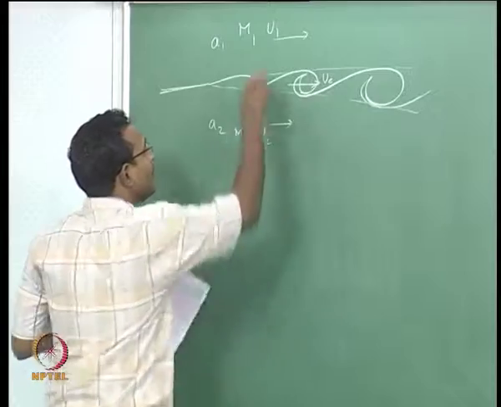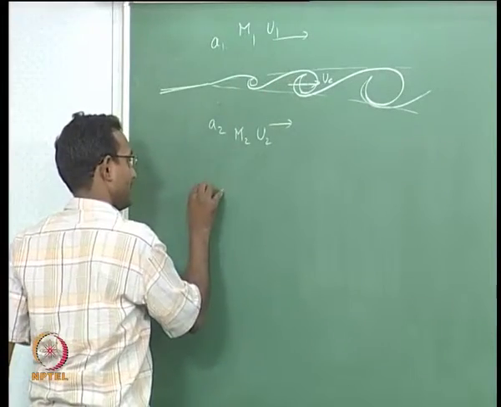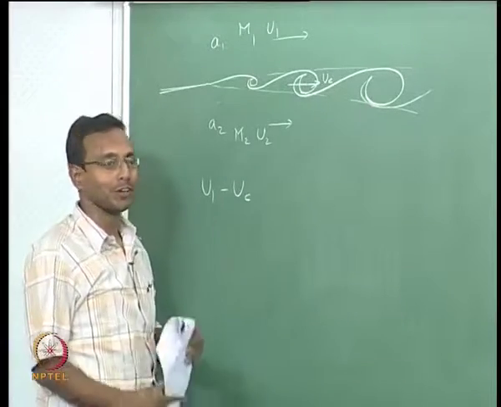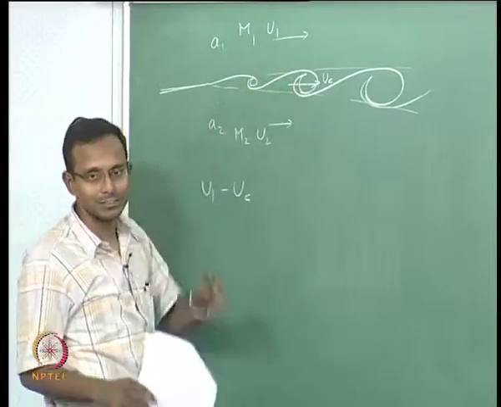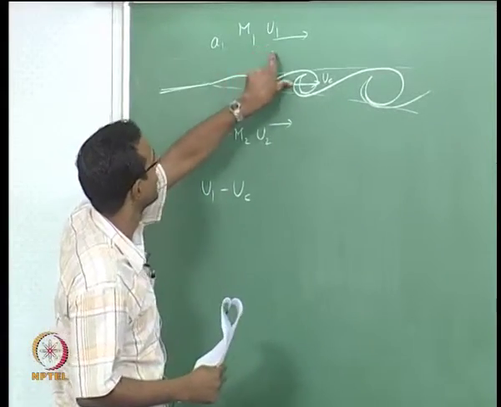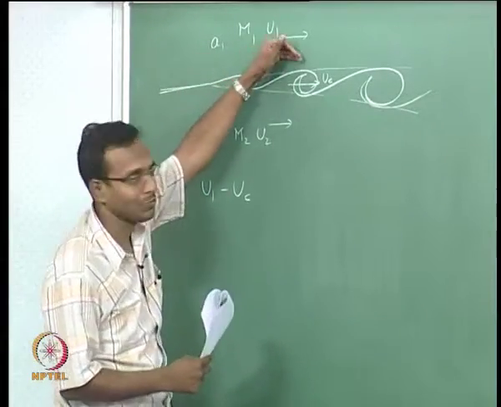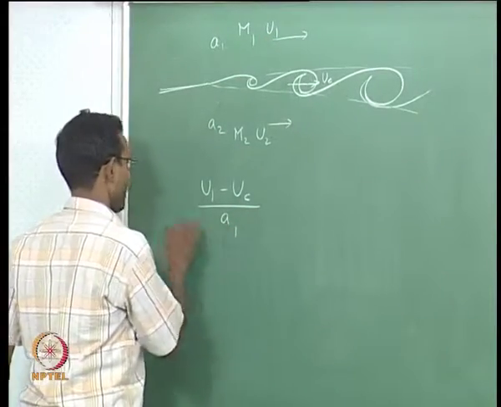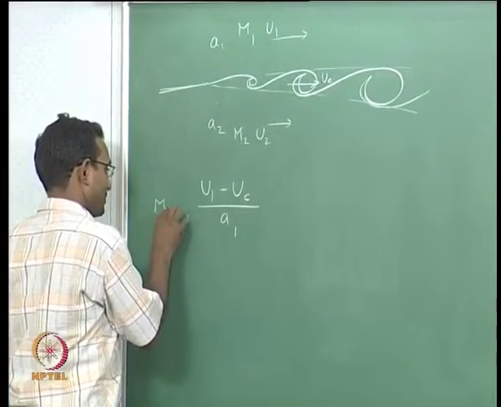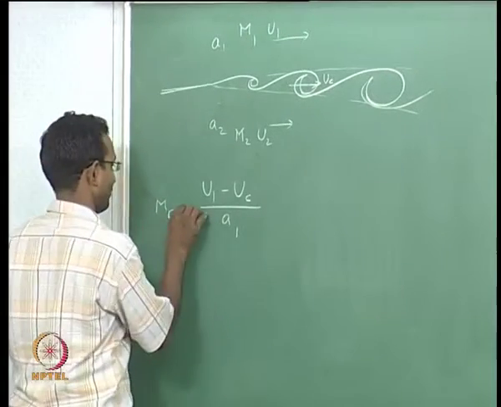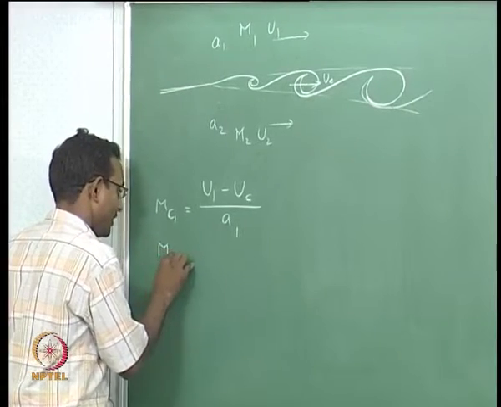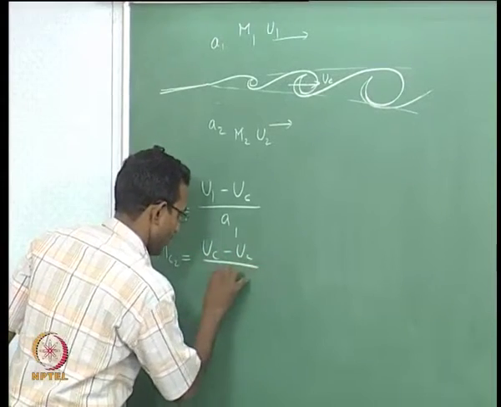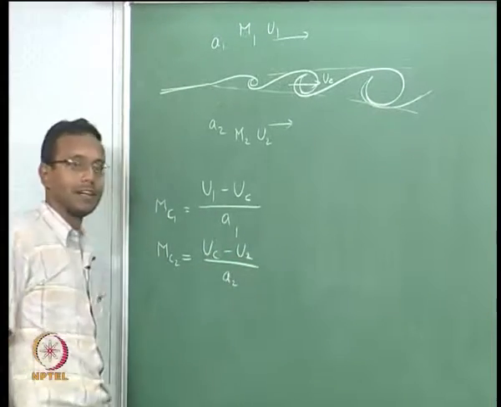How will I find that? U1 minus UC. And I want something like Mach number to figure out whether there is going to be compressibility effects on this. So I will divide this difference by that particular speed of sound which matters for the top, divide by A1. I will call this MC1. Similarly, I can get a MC2 for the bottom structure as UC minus U2 divided by A2. I can get this also.